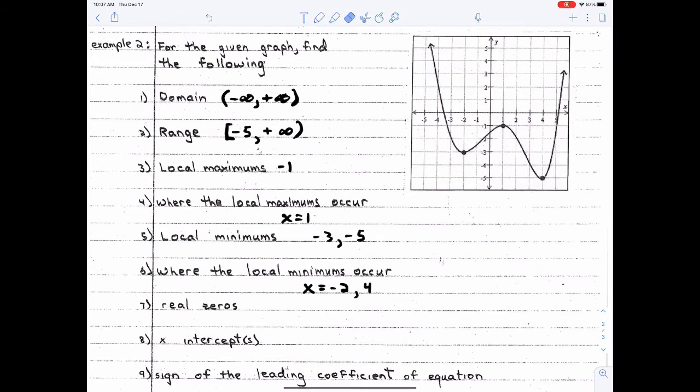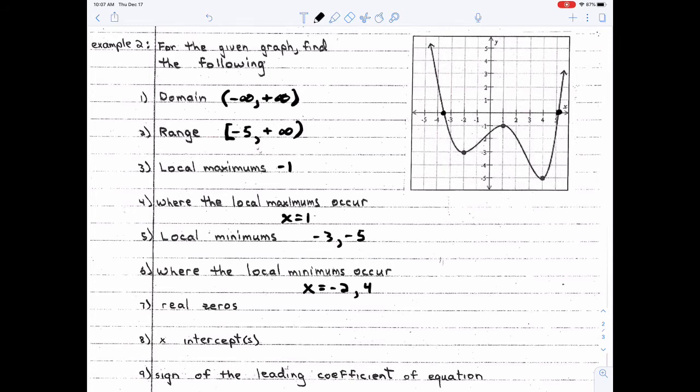Okay, real zeros. Again, what we're talking about is x-intercepts here. Not all zeros are x-intercepts, but the real zeros are. So we have one there and one there. There are only two. By the way, we'll get to that in a second. So we're going to have to approximate here.